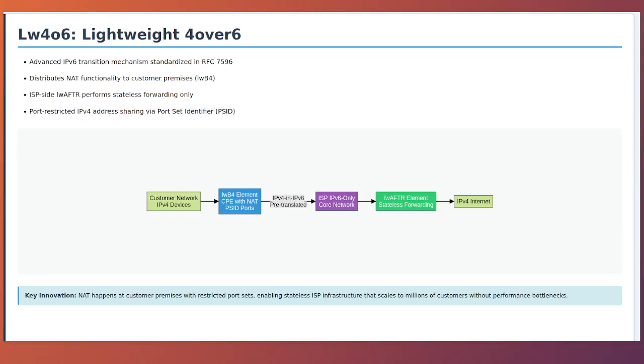3999, and so on. The customer's equipment, referred to as the lwB4 element, performs NAT locally, translating private addresses on the customer LAN to the assigned public IPv4 address and port range. This creates a deterministic binding between the customer's IPv6 address, their shared IPv4 address, and their allocated port range.